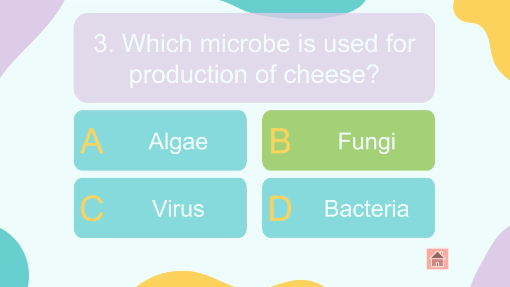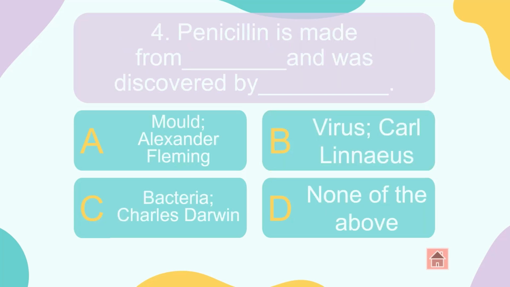Fungi. Now, penicillin is made from dash and was discovered by dash. Penicillin is made from A. Mold and was discovered by Alexander Fleming, or B. Penicillin is made from virus and was discovered by Carl Linnaeus. C. Penicillin is made from bacteria and was discovered by Charles Darwin, or D. None of the above. This one's a bit tricky, so I'm gonna give you a bit more time to think. You can also pause the video.